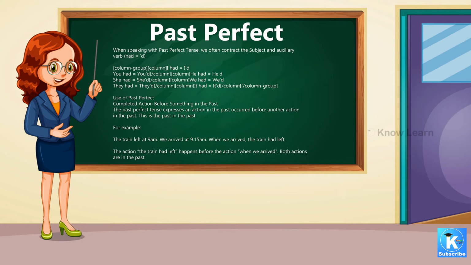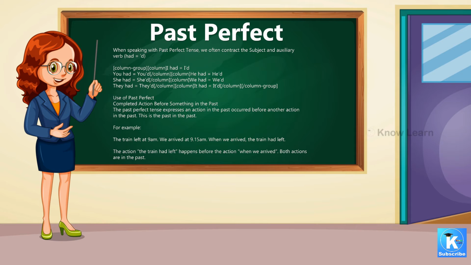When speaking with past perfect tense, we often contract the subject and auxiliary verb. Had equals 'd: I had equals I'd. You had equals you'd. He had equals he'd. She had equals she'd. We had equals we'd. They had equals they'd. It had equals it'd.